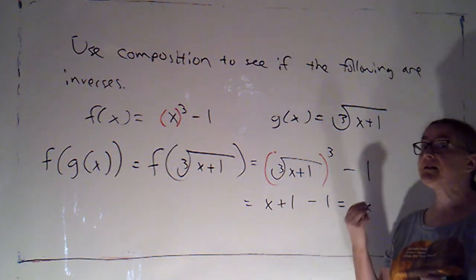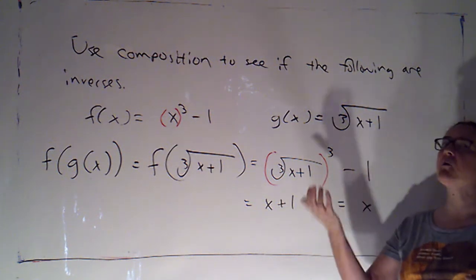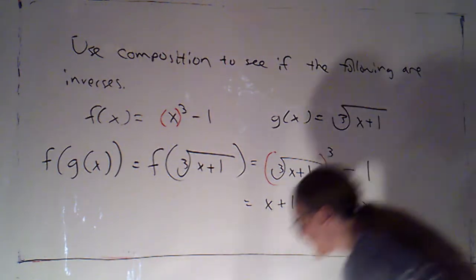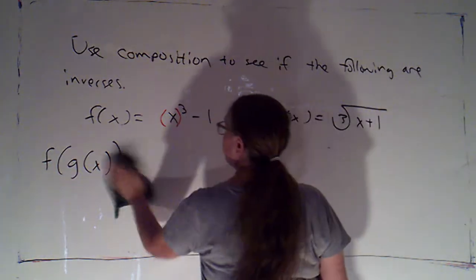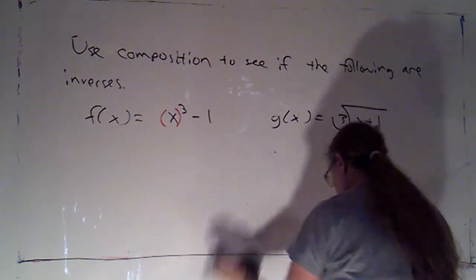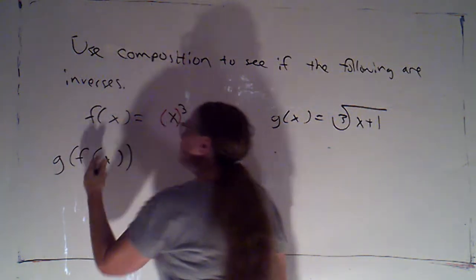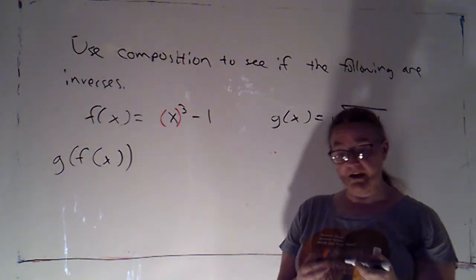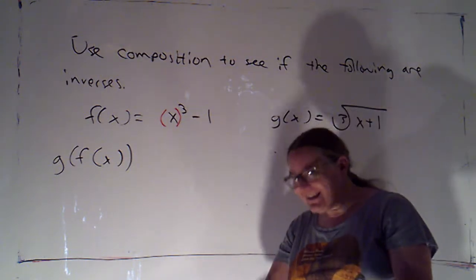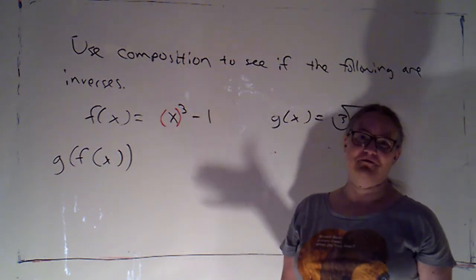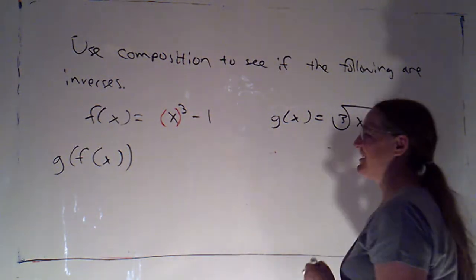That by itself is not enough for me to show that these are inverses. I have to check what happens if I compose them in the opposite order. So let's now look at g of f of x. By the way, if in evaluating f of g of x I didn't get x, one of them not working is enough for me to say, no, they're not inverses. But one of them working is not enough for me to say that they are inverses.